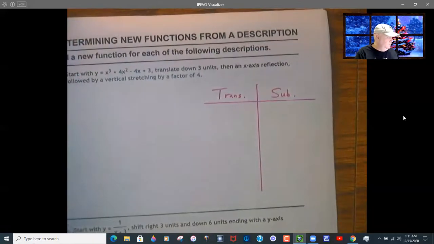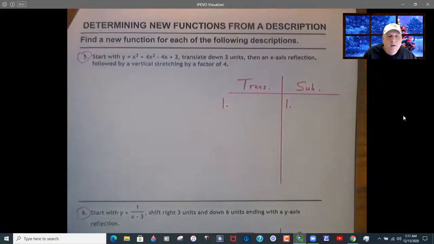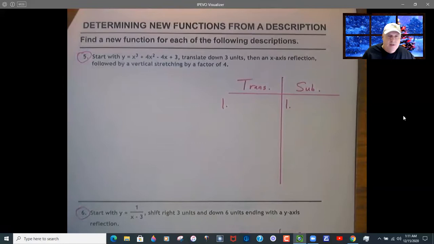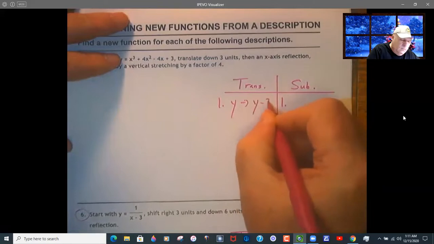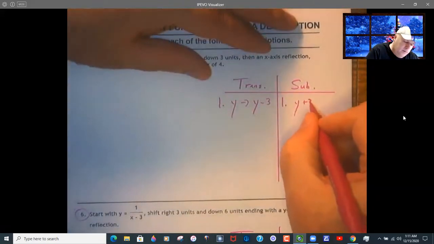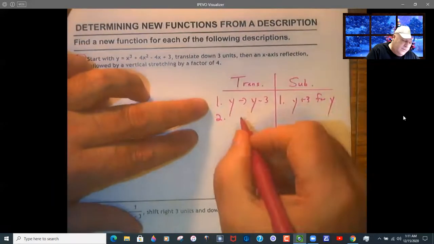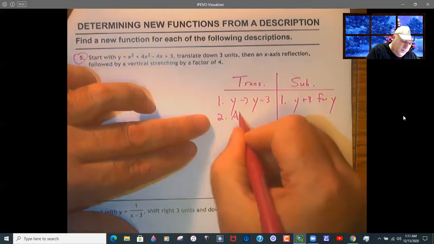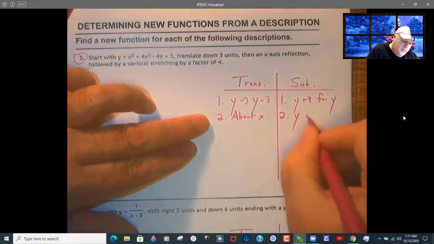Okay, moving on to 5. And again, you can stop the video if you want and give this a shot. This will also be a little bit of work. So we're going to start by translating down 3 units. So y plus 3 will go in for y. Secondly, an x-axis reflection. So again, I just put about x, and this is replace y with negative y.